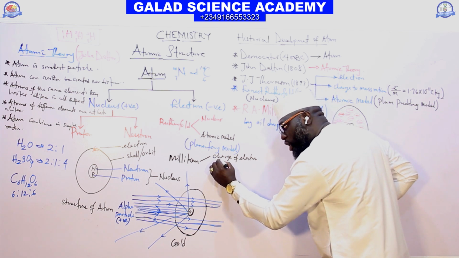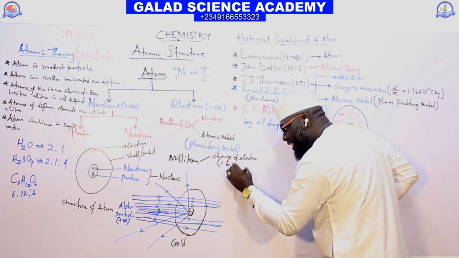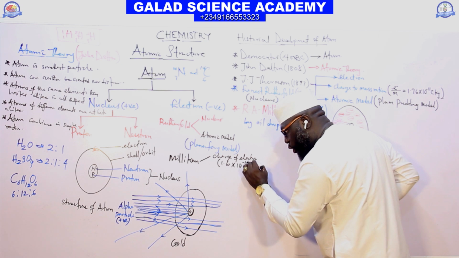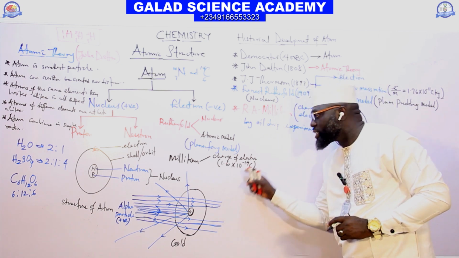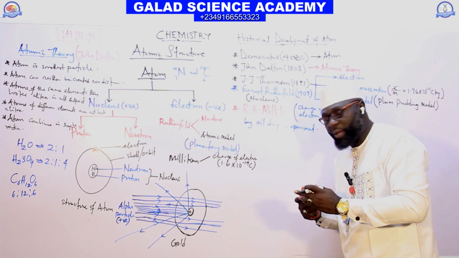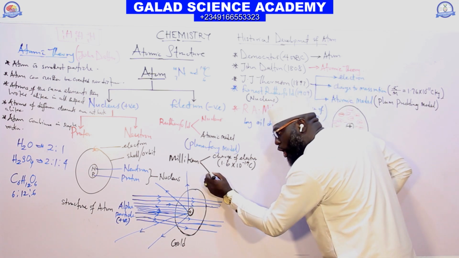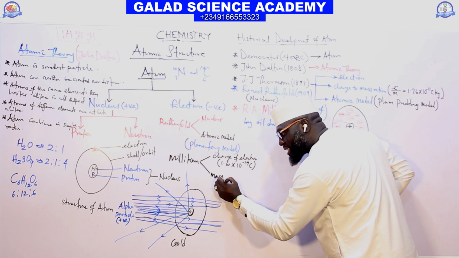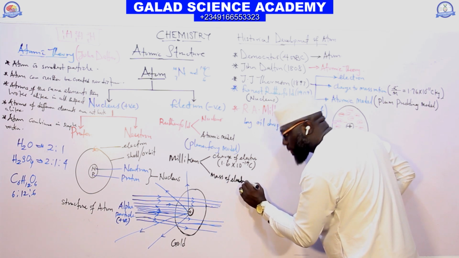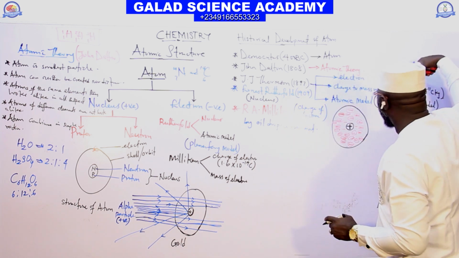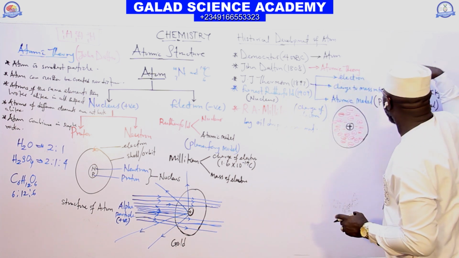So Millikan tells us that the charge of an electron is 1.6 times 10 raised to the power minus 19 coulomb. This was given to us by the oil drop experiment. And this same man also determined the mass of the electron by using the charge to mass ratio of Thomson.